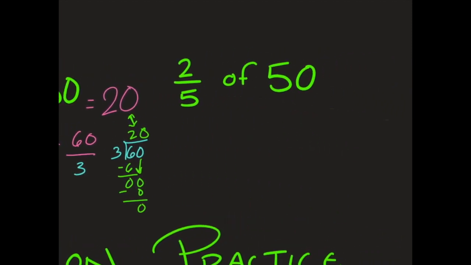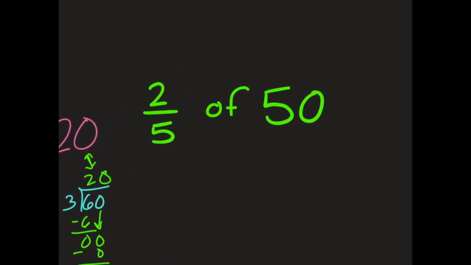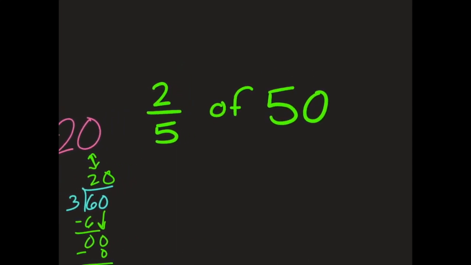Just showing you again. And finally, the last example that we're going to do, I'm going to try to do this first. Can I do 50 divided by 5? Yep, that works. When I take 50 and separate it into 5 groups, I have 10 in each group. Now I'm going to multiply. How many groups do I want? How many 10s do I want? 2. So 10 times 2 equals 20.